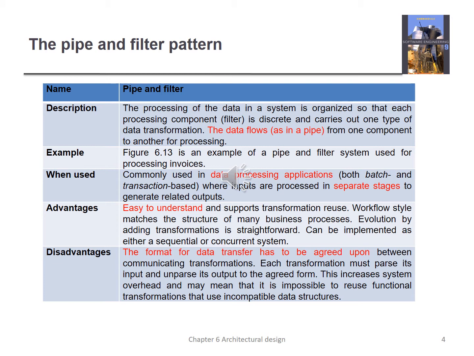What is the description for this one? They're saying the processing of the data in a system is organized so that each processing component, each filter, is discrete and carries out one type of data transformation. The data flows as in a pipe from one component to another for processing. We'll see an example, 6.13, in the next slide. It is commonly used in data processing applications, both batch and transformation based systems, where inputs are processed in separate stages to generate related outputs.